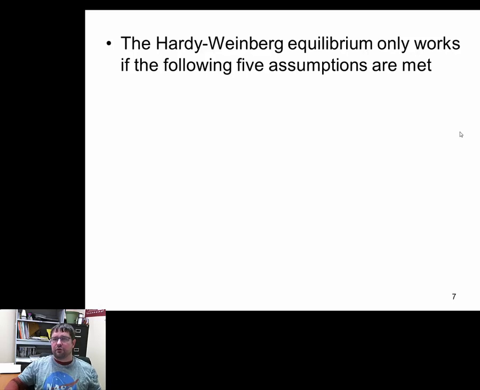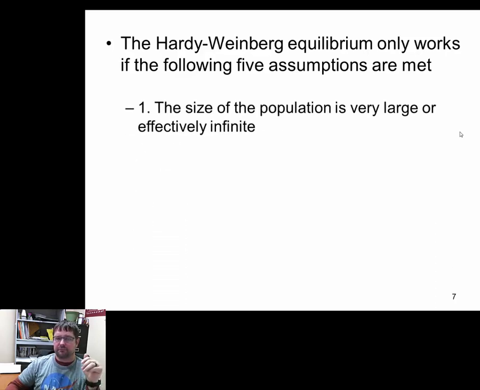Okay, so this brings us to the assumptions of the Hardy-Weinberg equilibrium. These assumptions have to be met in order for a population to stay at equilibrium. First, the population has to be very large, large enough that little minute changes here and there are not going to affect the population. For example, the human population is very large, 7.7 billion people.